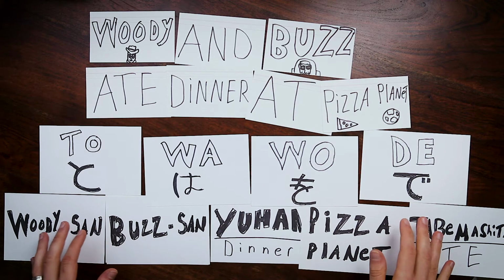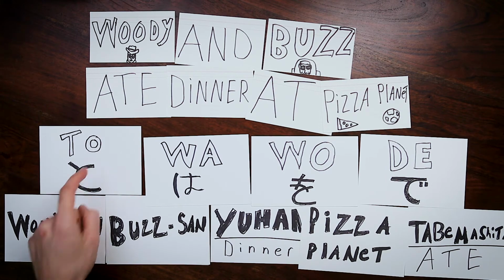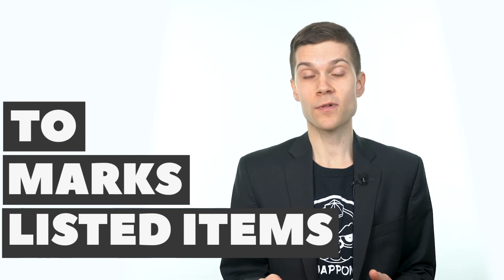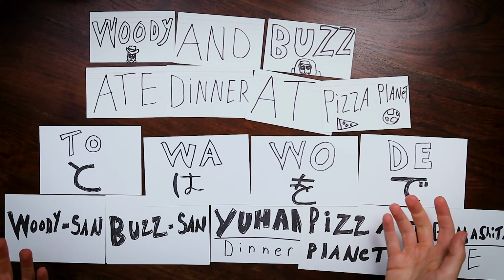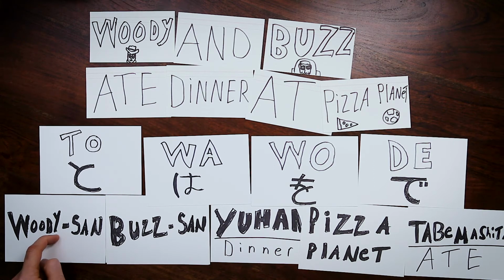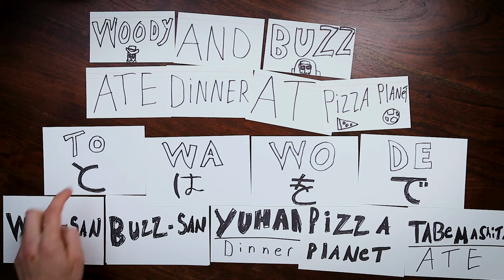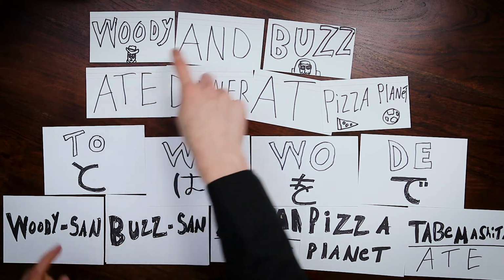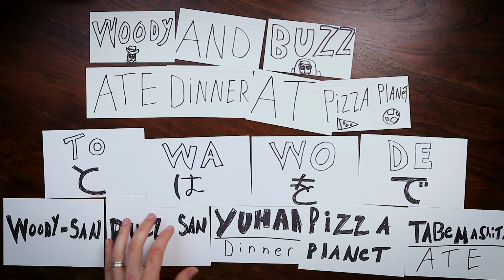So let's now look at actually how these particles work here. So first particle we have is to. Now what is to? To is often used to list multiple items and connect them together, such as the word and in English. Okay, so here we have Woody-san to Buzz-san. What this literally means is Woody and Buzz. Woody and Buzz, okay? So that's the to particle in this phrase.